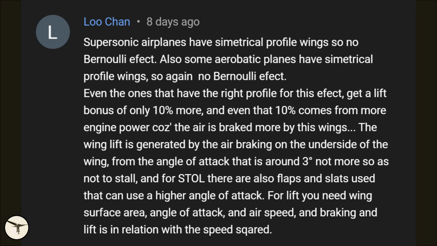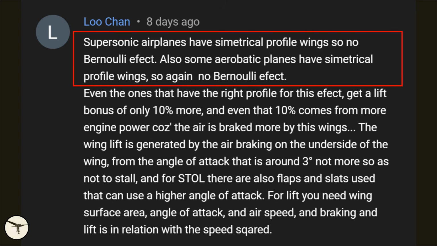Here is a comment from a viewer. Supersonic airplanes have symmetrical profile wings, so no Bernoulli effect. Also, some aerobatic airplanes have symmetrical profile wings, so again no Bernoulli effect. Okay, let me comment on this.